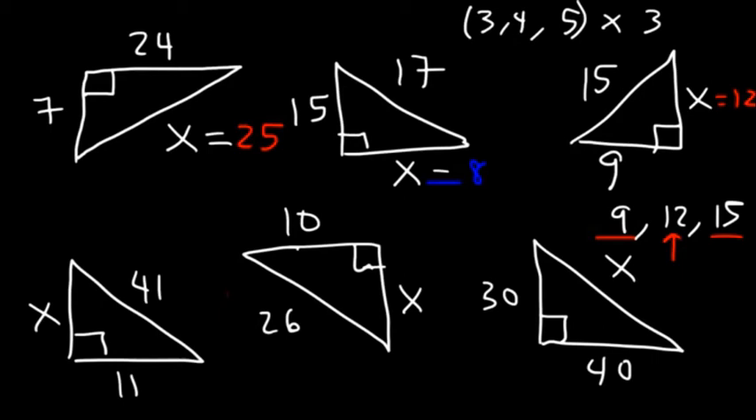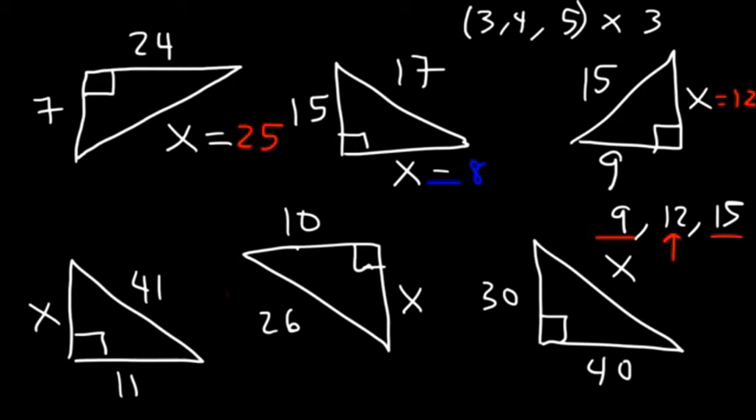So as you can see, you can find the answer quickly if you know your special right triangles. You don't have to use the Pythagorean Theorem formula. If you commit this to memory, it will save you a lot of time. And on the SAT test and on the ACT test, time is a factor. So you want to find the answer quickly.